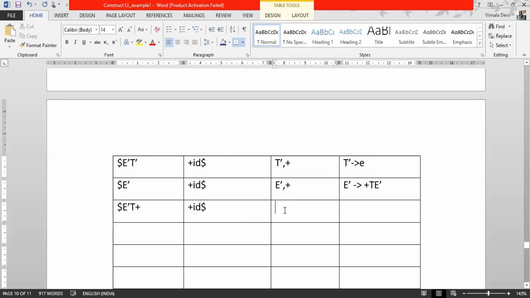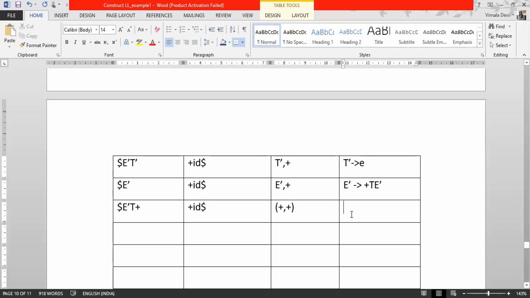Right. Now you check the top of the stack and the input symbol. It is one and the same, right? Plus as well as plus. If both the symbols are the same, what is the parsing action to be taken? The top of the stack is to be popped. Since a match is found, the input pointer is advanced to the next symbol to read. What is the next symbol it will be reading? It will be reading ID now.